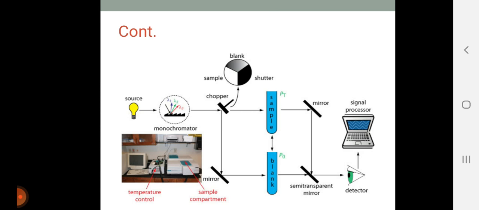As you can see, the source, the monochromator, then the chopper, into the sample and blank, shutter, and then the sample goes on to process with the mirror, semi-transparent mirror, detector, and then signal processor.